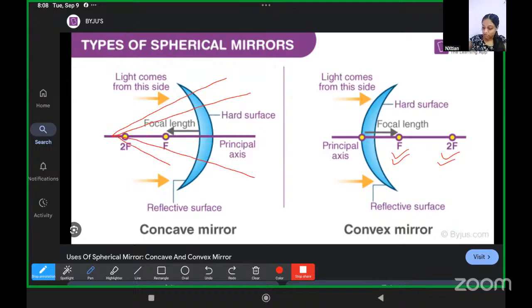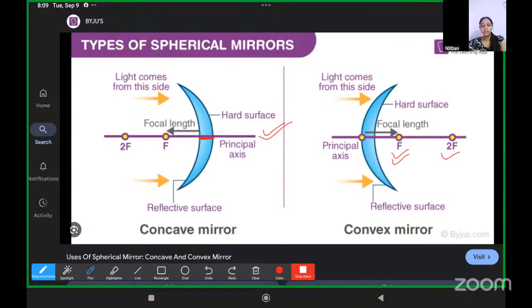So, ma'am, the principal axis is this line? Yes, it is this line which passes through the mirror's pole and center of curvature. See this point right here, where the mirror is curving and it's passing through the center. This is known as center of curvature, and the principal axis passes through it, and it helps us to locate the focal point. Understood.